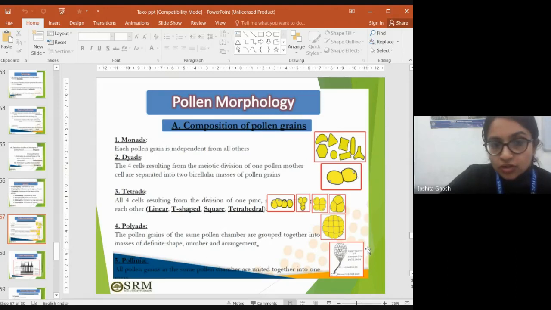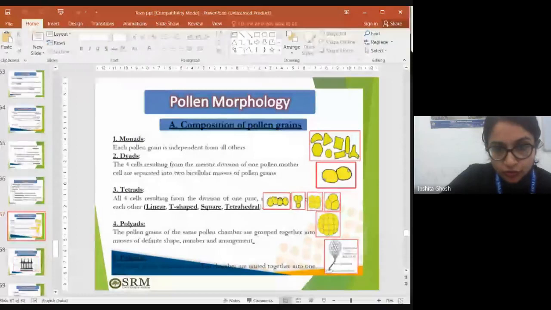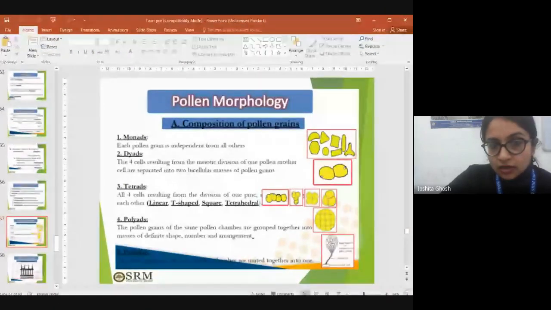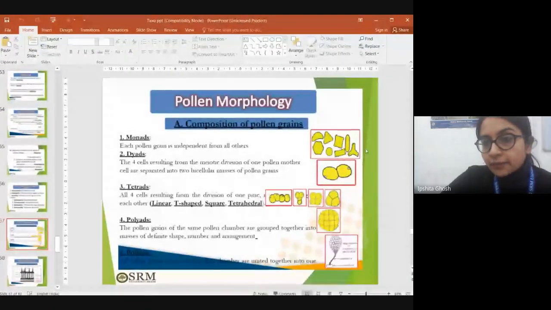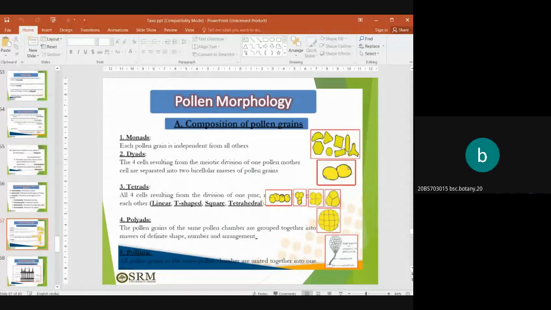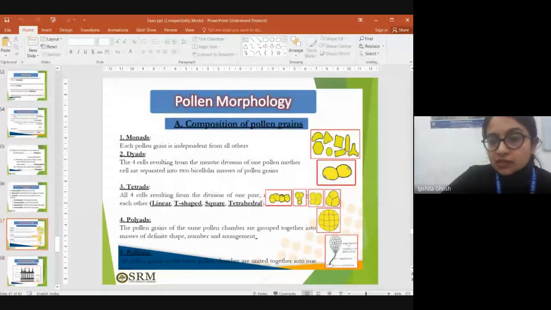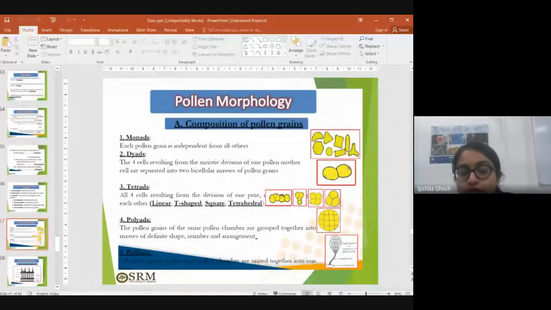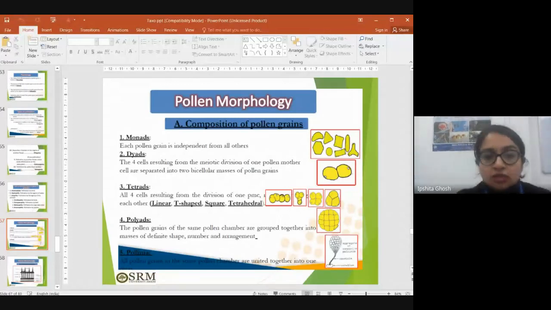Now we come to pollen morphology. So pollen morphology is, I think, a new thing for all of you. Are you doing this for the first time? Have you done pollen morphology before? No, ma'am. Okay, so this is completely new for you. So I'll go slow, and try to understand.